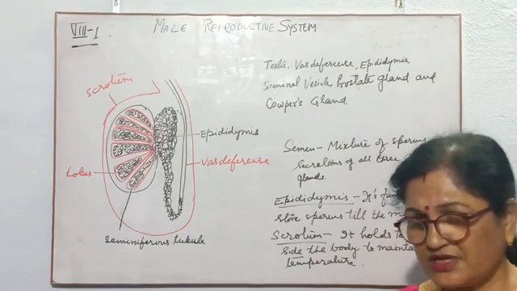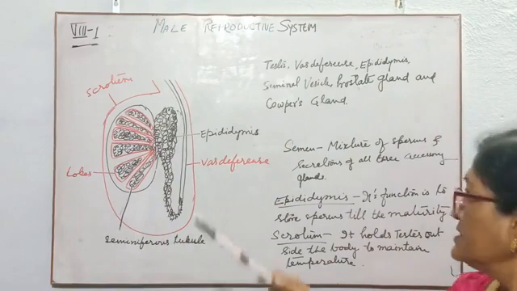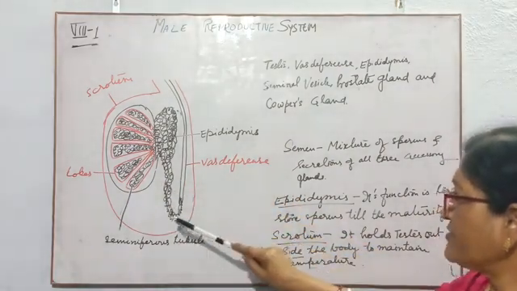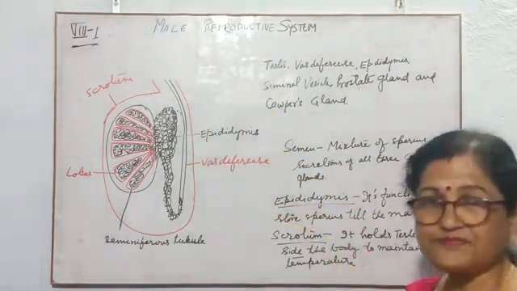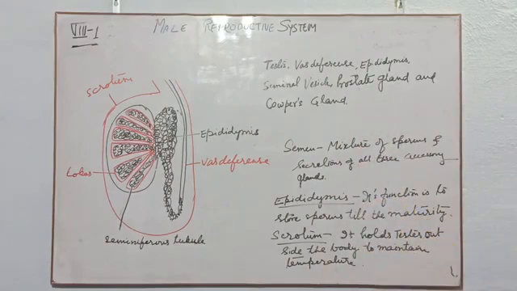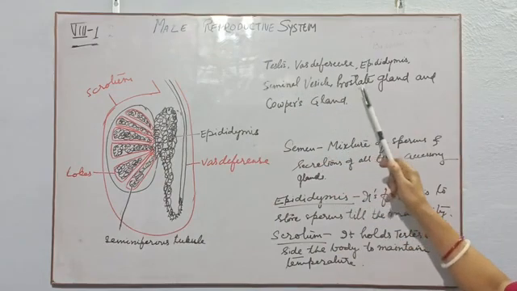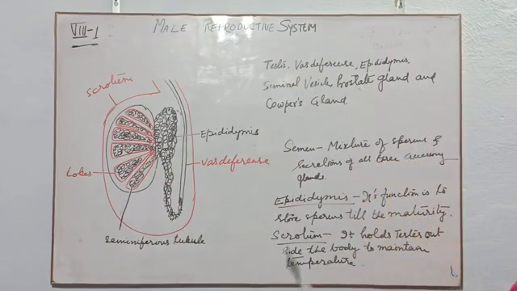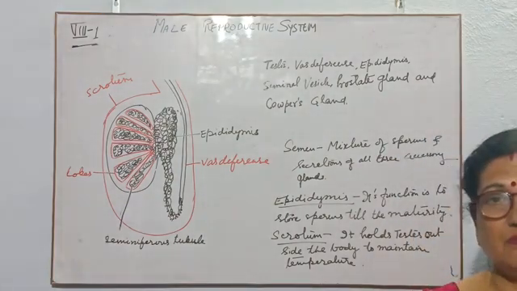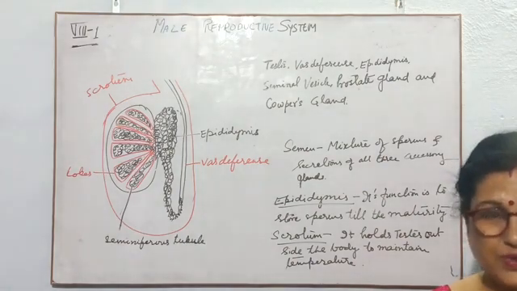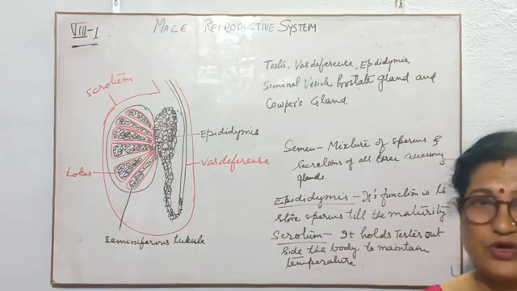Just as you studied in the excretory system, from the kidney there is the ureter. The same thing is here: from the testes the duct arises which goes outside, that is the vas deferens. Then the epididymis, here it is labeled. Then the seminal vesicle, prostate gland, and Cowper's gland. These three are accessory glands which help to produce sperm and to move it from one body to another.